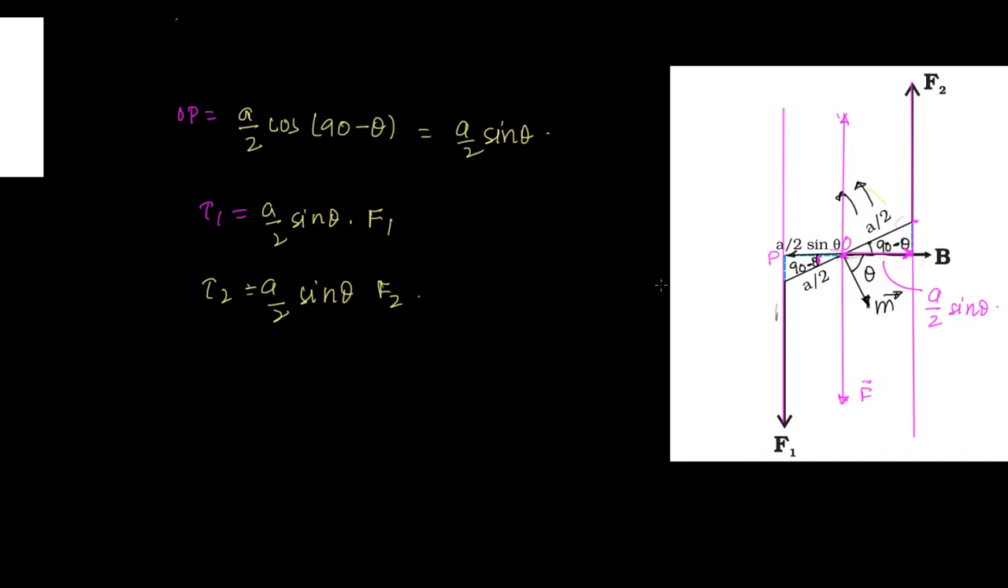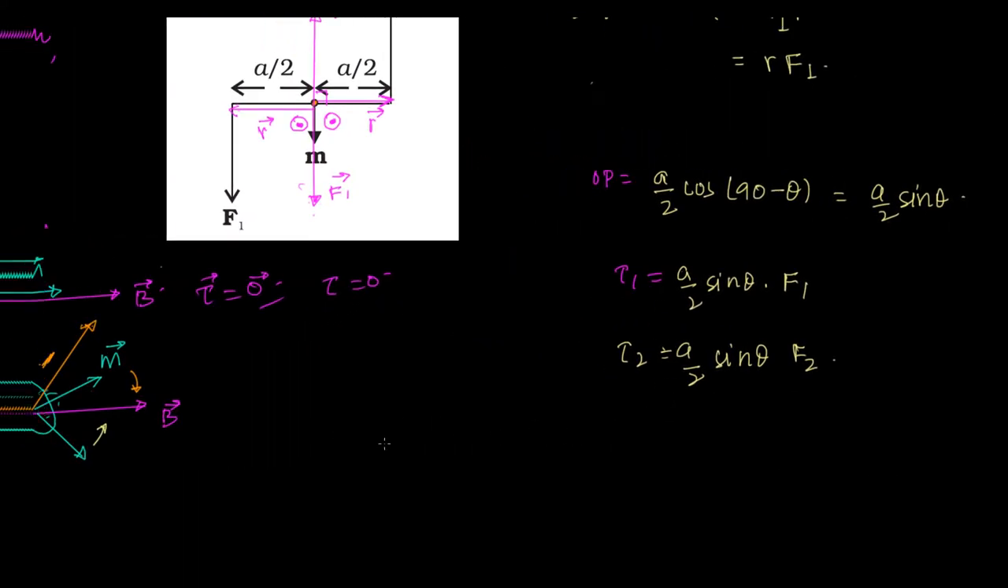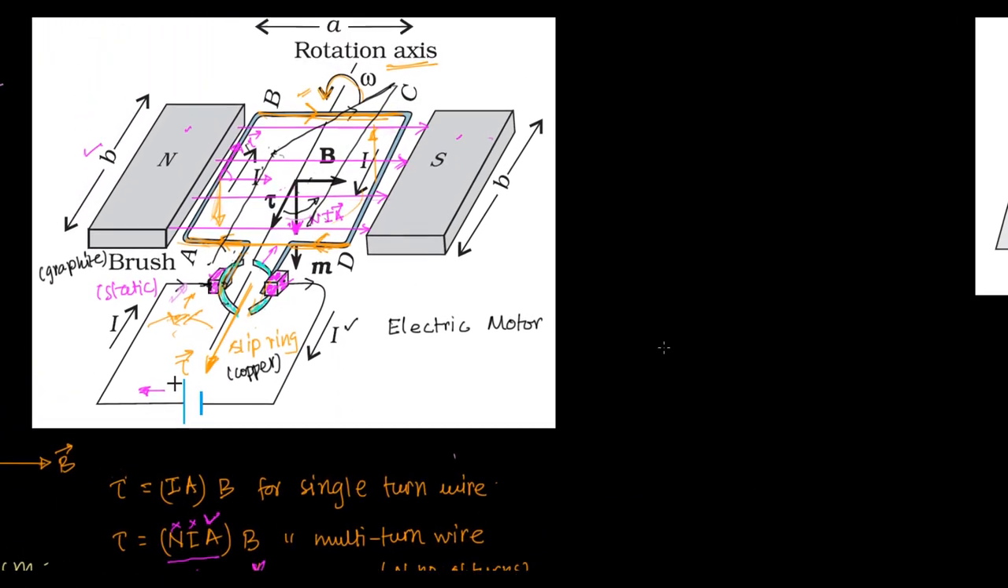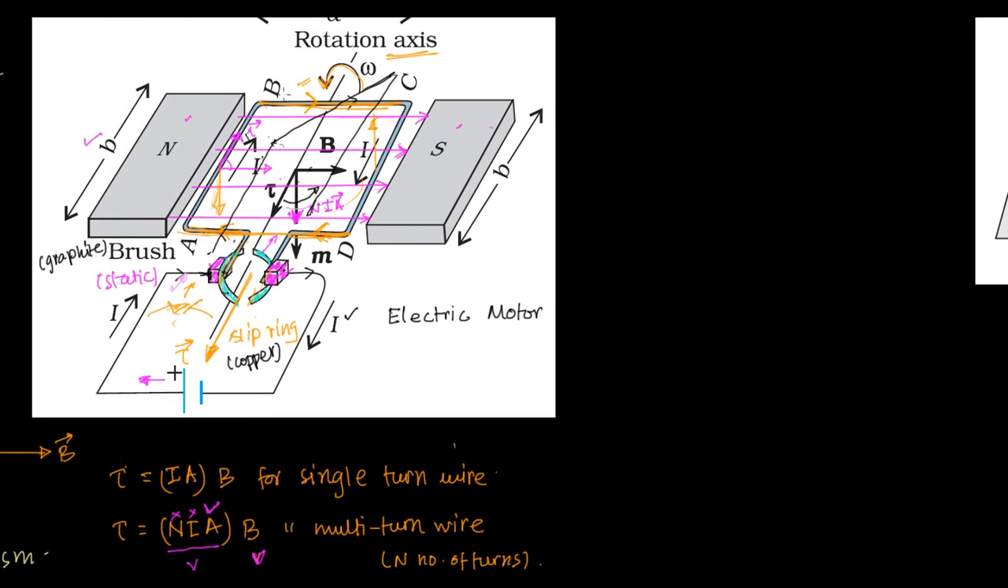So F1 and F2, after they have moved in the field, let us try to understand what these forces are. Do these forces remain the same? B remains the same, the I remains the same, and the length of the conductor remains the same. So F1 and F2 also remain the same. They are ILB, right?